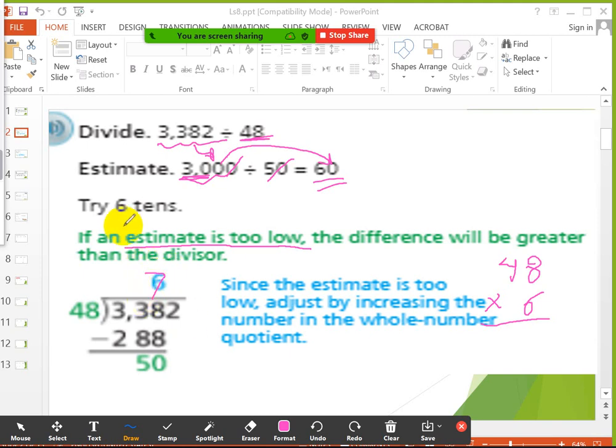Look, such as this example. In this example, I found another divisor in the 50. Another 48 in the 50. That means I have to use 7 here, not 6. Another example.